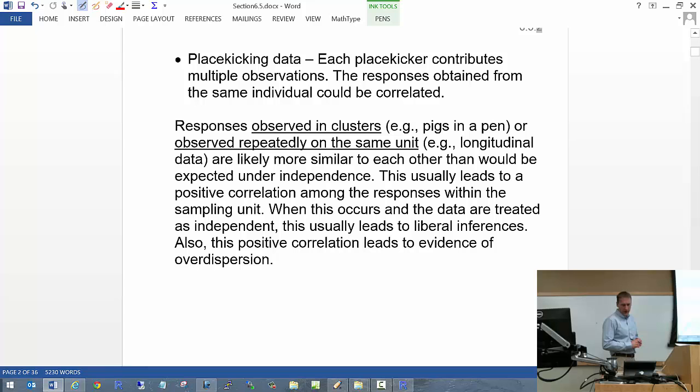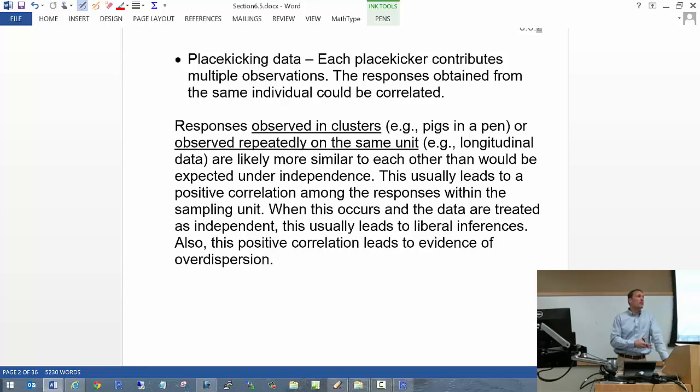Or generally speaking. What about the placekicking data? I don't know if any of you caught on to this, but we have 1,425 observations going back to the data set version in chapter two. Well, a placekicker might do 30 or 40 placekicks during a season.